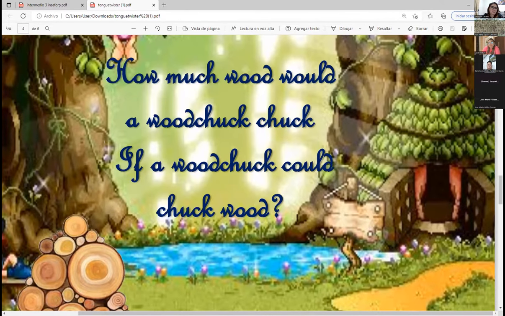How much wood would a woodchuck chuck if a woodchuck could chuck wood? Perfect. Miss Lady? Okay. How much wood would a woodchuck chuck if a woodchuck could chuck wood? Excellent. Miss Kathy? How much wood would a woodchuck chuck if a woodchuck could chuck wood? Perfect. Miss Sabrina? How much wood would a woodchuck chuck if a woodchuck could chuck wood?